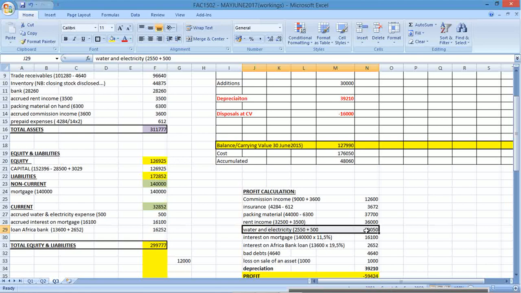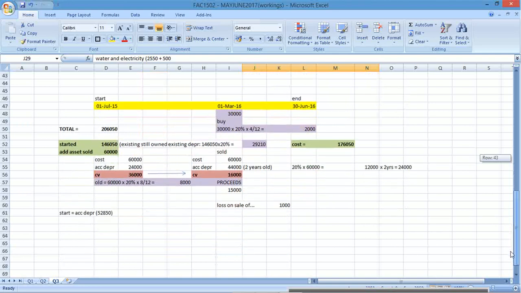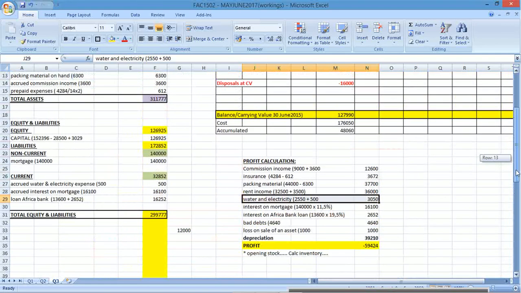Next. The mortgage. Was up to. Okay, let's check the interest thing. Okay, where's my mortgage calculation? The mortgage was down here, I think. No, it wasn't. Oh, it was here. Interest on mortgage. Okay, what is the interest on mortgage?